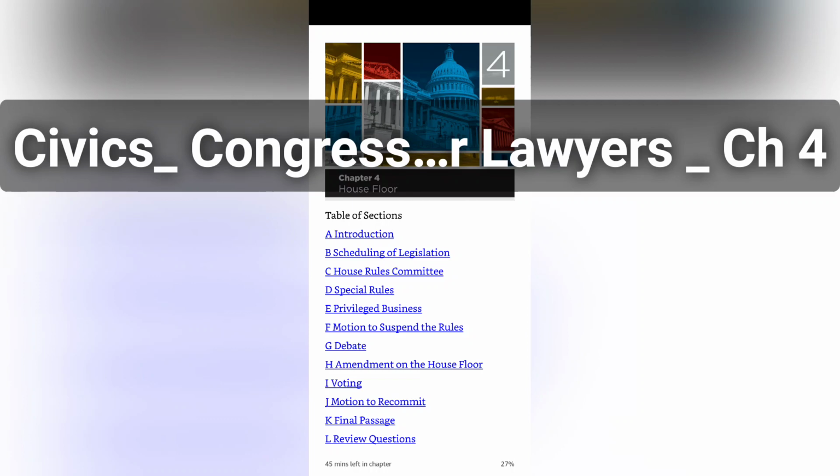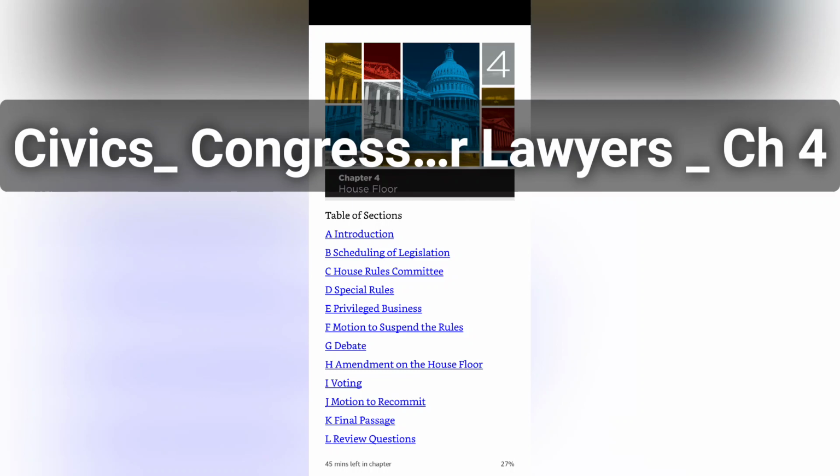Section E, Privileged Business. Bills and resolutions that under the House rules can interrupt the regular order of business to be taken up, debated, and voted on are referred to as privileged. Matters privileged in the House include special rules from the Rules Committee, appropriation bills, budget resolutions, and reconciliation bills, conference reports, and reports from the House Ethics Committee.